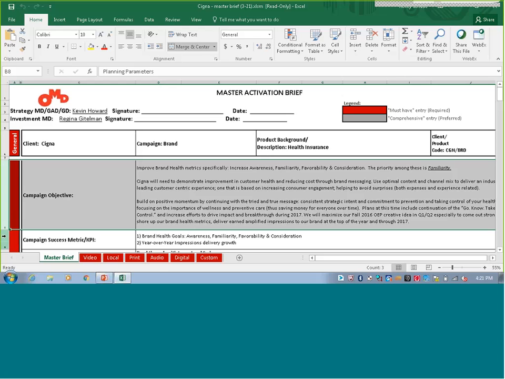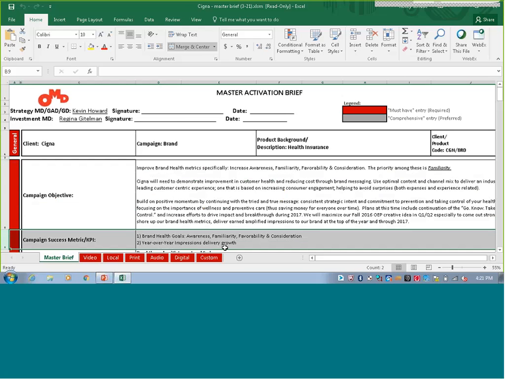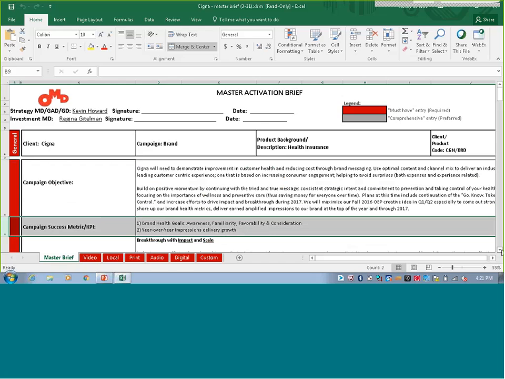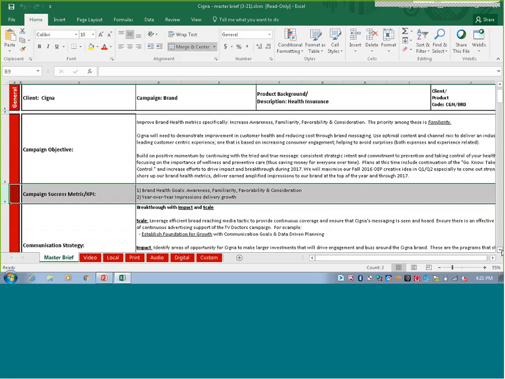The next thing we have here is our campaign success metric or KPI. Again, what is the measurement that is going to be put in place to determine whether or not our plan and our investment was successful? Again, something that most of us already know, we should know this. What are we being held to? In many cases, a lot of our clients have contractual requirements that we need to deliver on. But what is that campaign success metric?